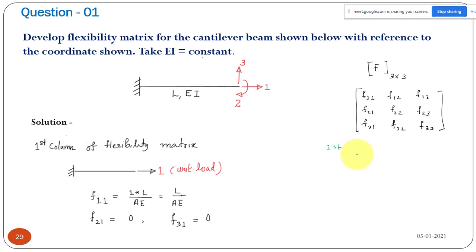The elements of the first column we can get like this. You take your cantilever beam and apply unit force, and find this axial deformation. That will be your F11. Due to this axial force, what is your deflection? That is F31, displacement at 3 due to unit force at 1. And what is the rotation due to the axial force? That is your F21.